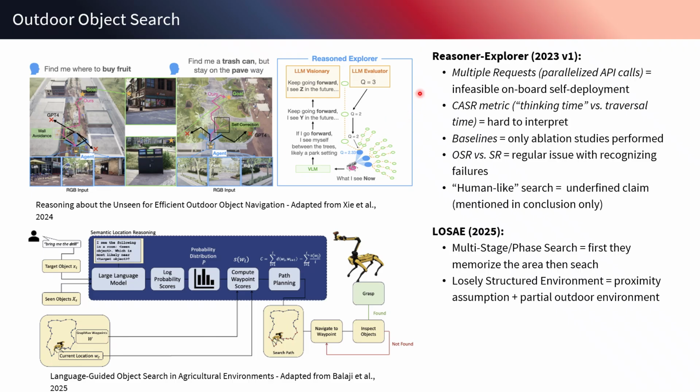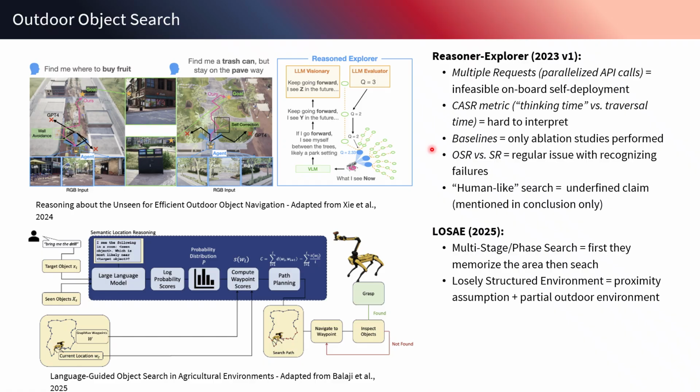And then if we talk about multiple requests, if we'd be thinking of actually deploying a local LLM, then multiple requests, multi-inferencing on a single edge device is not something that's feasible. And then the metric that they provided, the new one for this scoring, was the thinking time and traversal time, which is a bit difficult to interpret. And baselines, because the project was a bit older, which is fine.